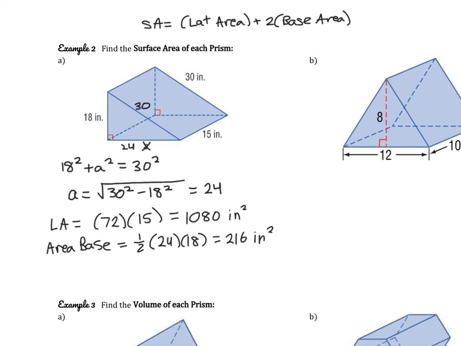And now we need to find the total surface area. So the total surface area is going to first be our lateral area, 1,080, plus 2 times the area of our base. Remember, for surface area, you're trying to find the outer area of every single side of your prism. So this formula takes that into account. So our total surface area is 1,512 inches squared.